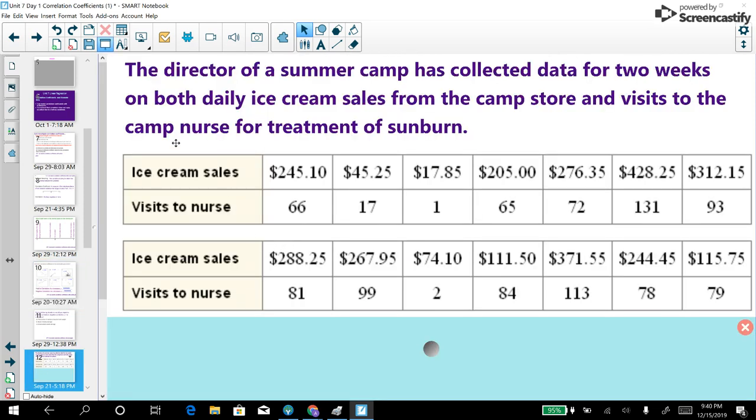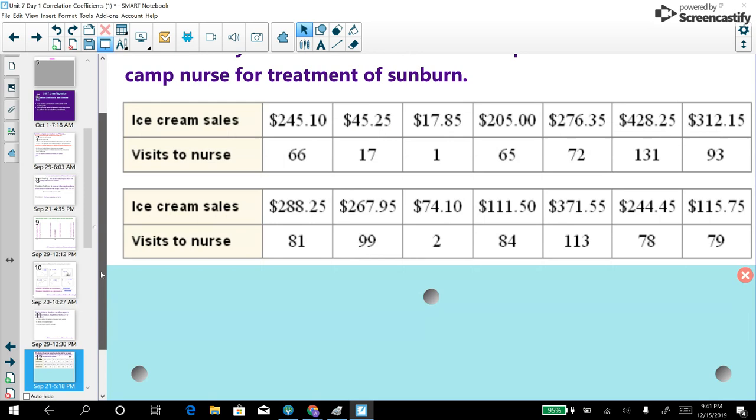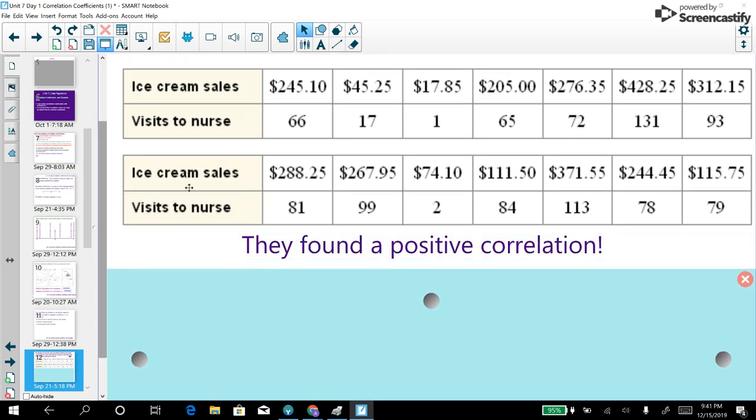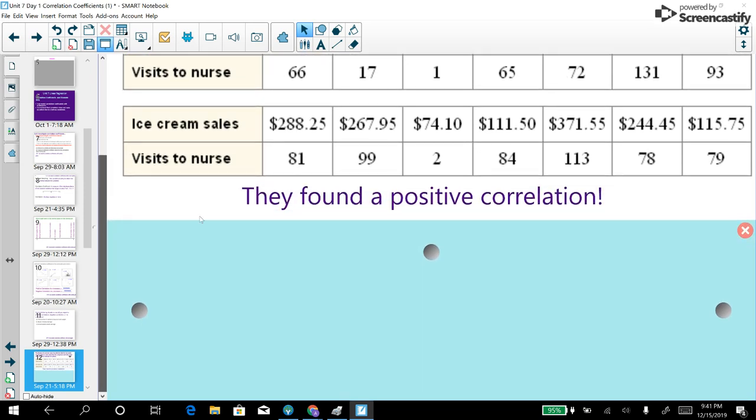All right, let's take a look at the summer camp data here. The director of a summer camp has collected data for 2 weeks on both daily ice cream sales from the camp store and visits to the camp nurse for treatment of sunburn. If I take a look at this data here, this is a lot of ice cream sales. That seems to be quite a few visits to the nurse. Similarly here and here. Whereas this is a low amount of ice cream sales and a low number of visits to the nurse. Similarly here. So they did find a positive correlation when they graphed this data.